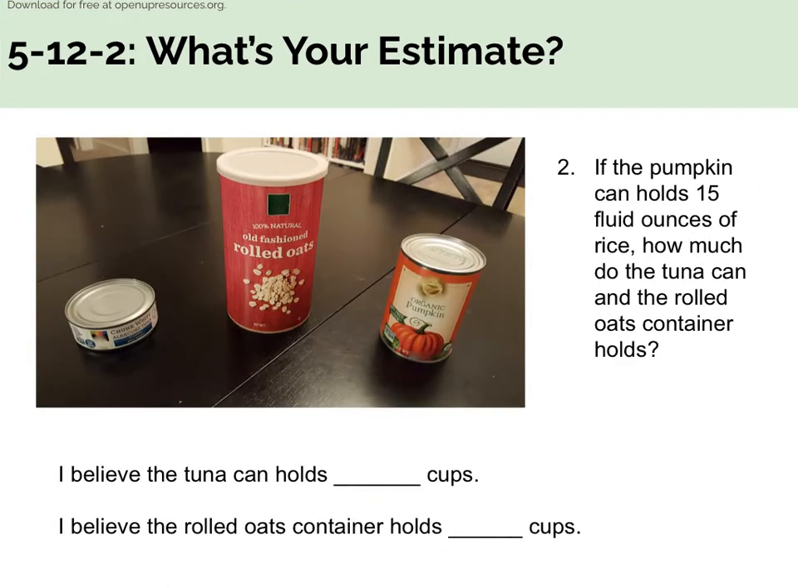All right, let's go ahead and look at these cylinders. We have different cylinders: a tuna can, rolled oats, and a pumpkin. If the pumpkin holds 15 fluid ounces of rice, how much do the tuna can and the rolled oats contain? So go ahead, pause, and you're going to write the sentence underneath this area. I believe the tuna holds blank cups, and I believe the rolled oats container holds blank cups. Go ahead and write those sentences underneath number 2. So pause and answer that question, and then come back to me.